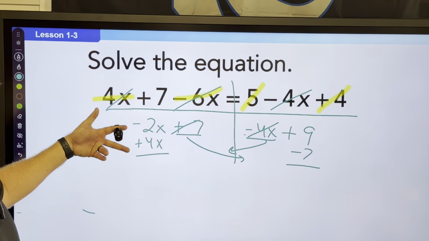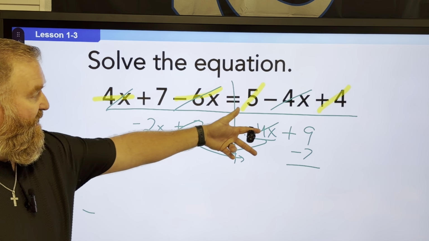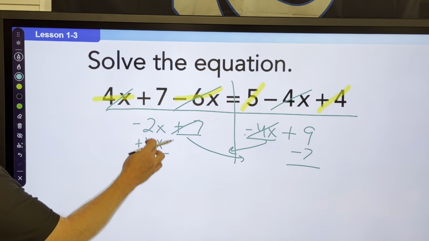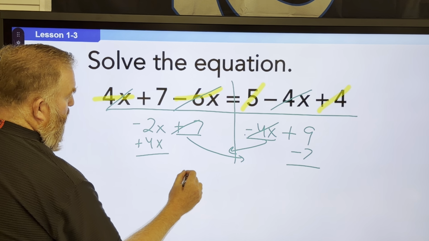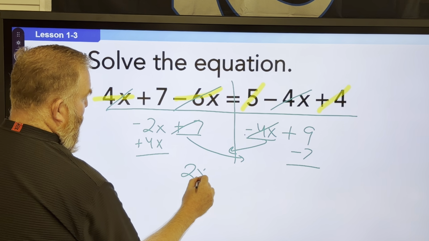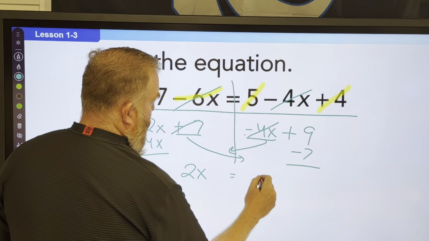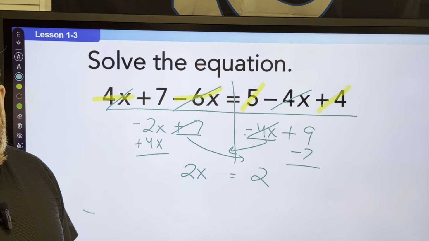But what's on this side? Just the letters, right? Yes? And what's on this side? 9 minus 7. So what is negative 2 plus 4? 2 what? X. Good. What's 9 minus 7? 2. Let me stop. I just talked through that really, really fast.